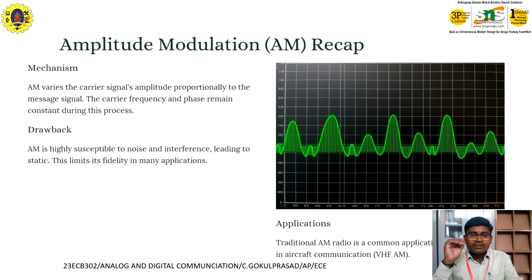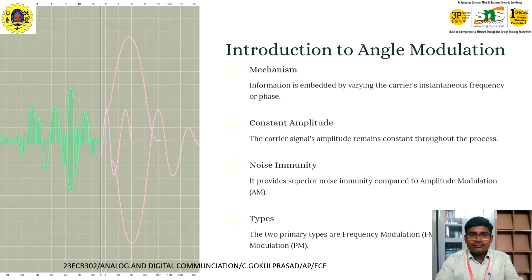In AM, it is very much susceptible to noise and interference. In order to overcome that, we'll be moving to angle modulation mechanisms. As angle modulation is considered, the amplitude is constant, and moreover, when compared with amplitude modulation, angle modulation provides better noise immunity, so it is more widely used in many applications. For example, FM is used in FM radio broadcasting.